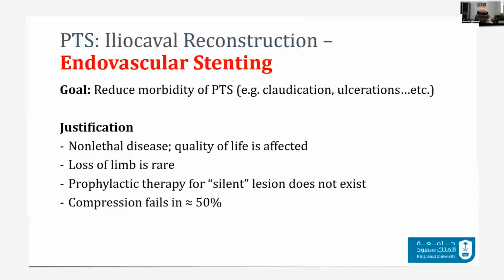Prophylactic therapy for silent lesions is probably not indicated, and that happens essentially when you do a CT scan and you find a compression of the left iliac vein, for example, and you think it's May-Thurner syndrome. As long as it's asymptomatic, it really is hard to justify any therapy for that. The other indication is the failure of compression therapy, which happens in about half of the patients in general.